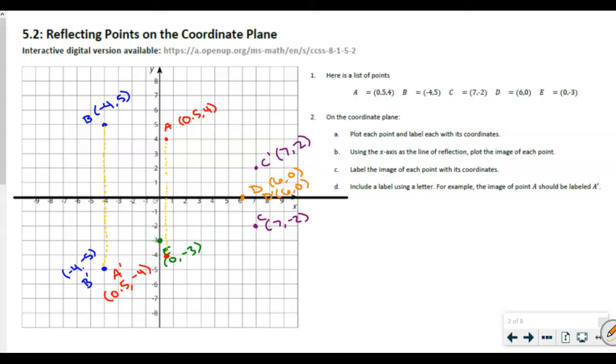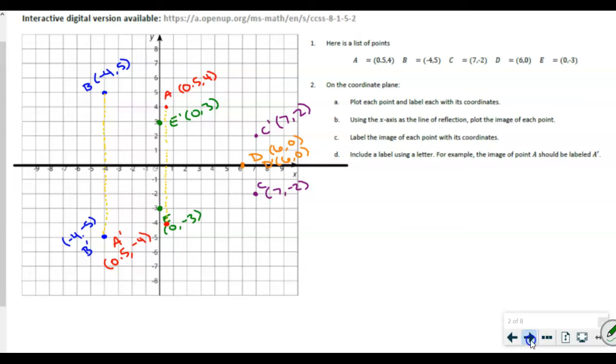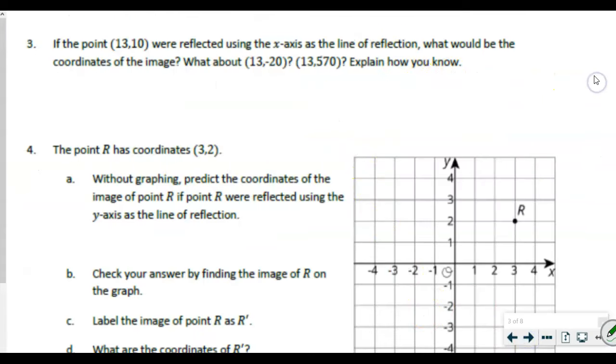And our last one, E, who can tell me where E is going to be when it is reflected over the x-axis? Great. Porter. 0, 3. So it is positive, and that is going to be E prime 0, 3. Okay, very well done. So now, based on what you observed there, I'm sure you saw some interesting patterns. If the point 13, 10 were reflected using the x-axis as the line of reflection, what would be the coordinates of the image? And then it asks, what about 13, -20 and 13, 570?